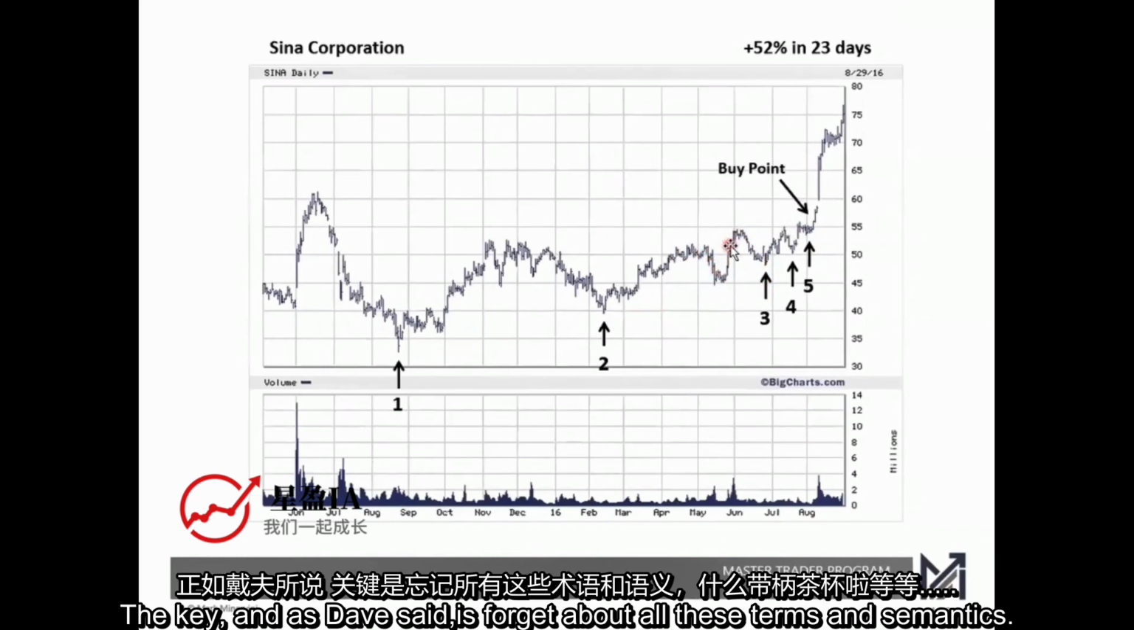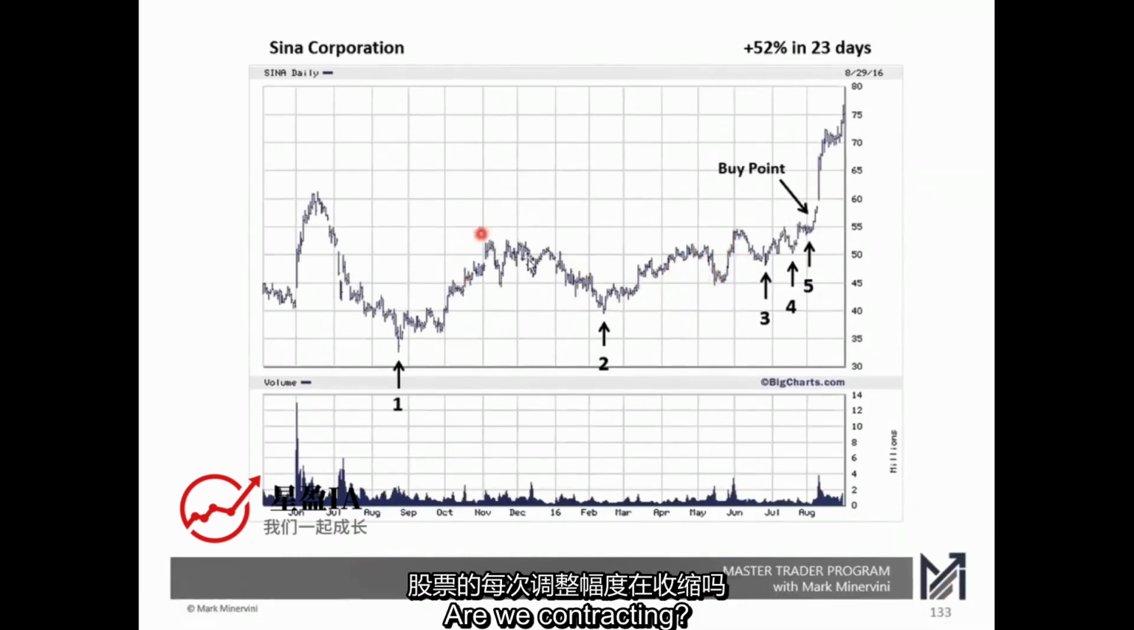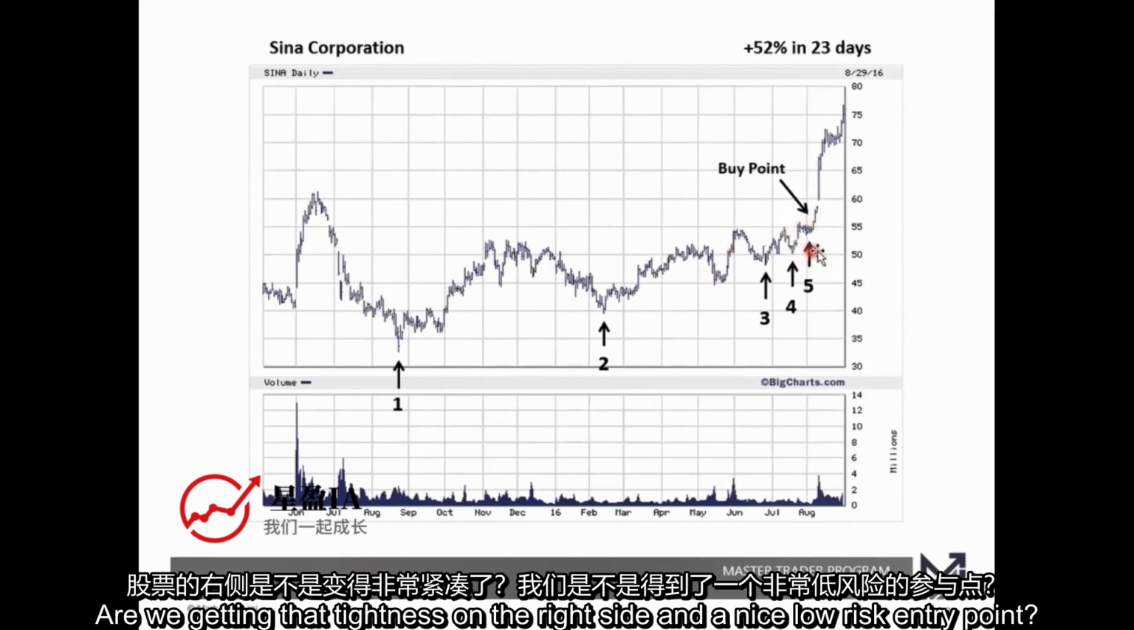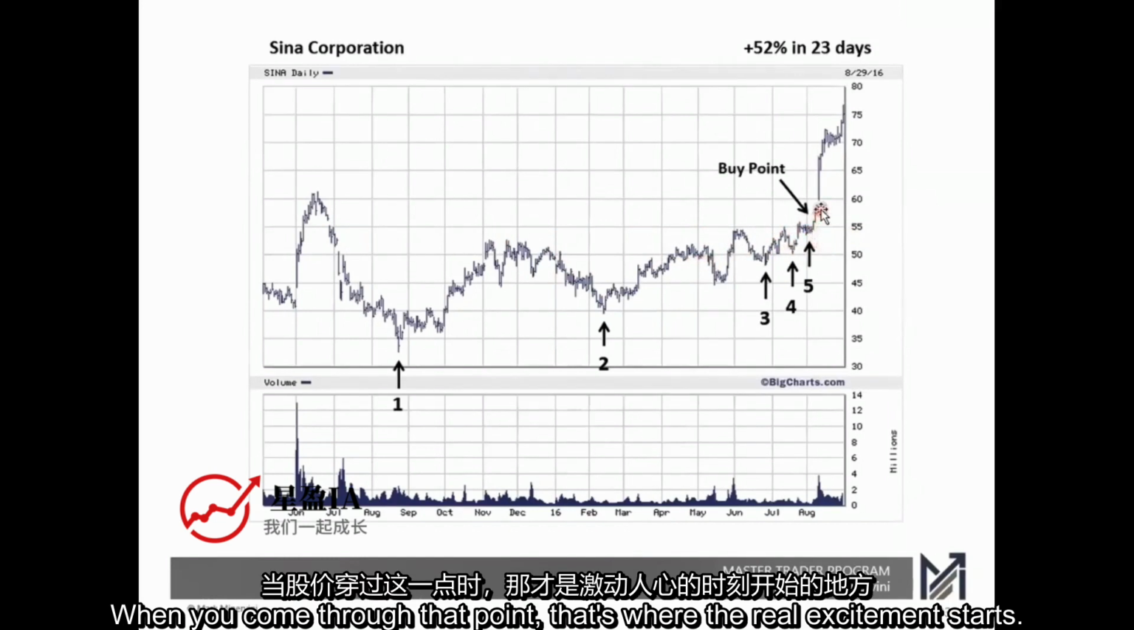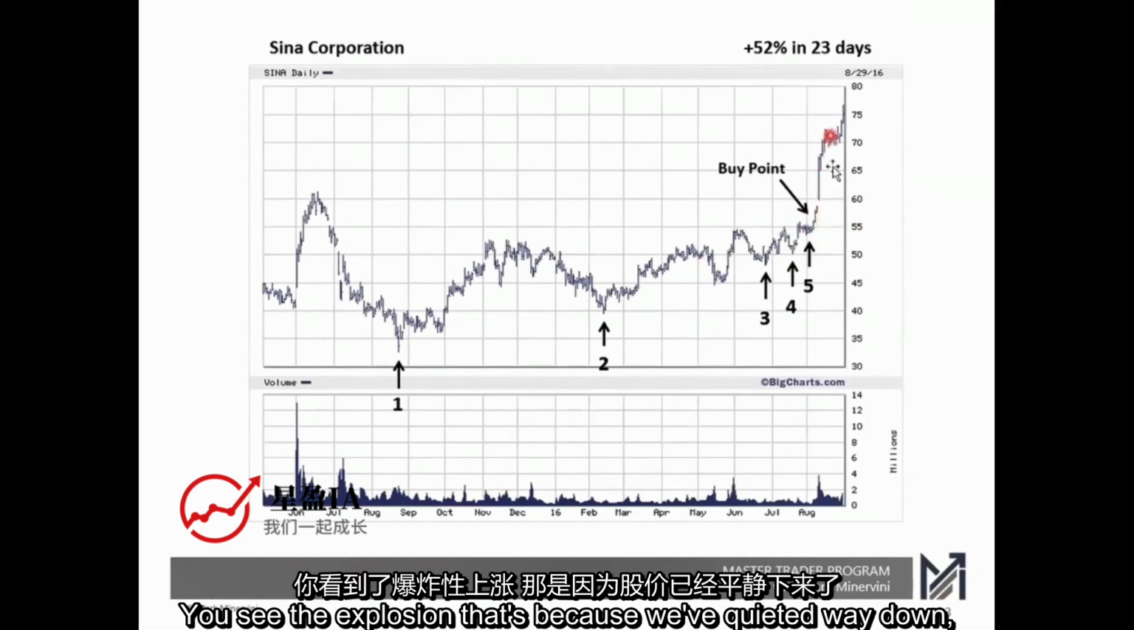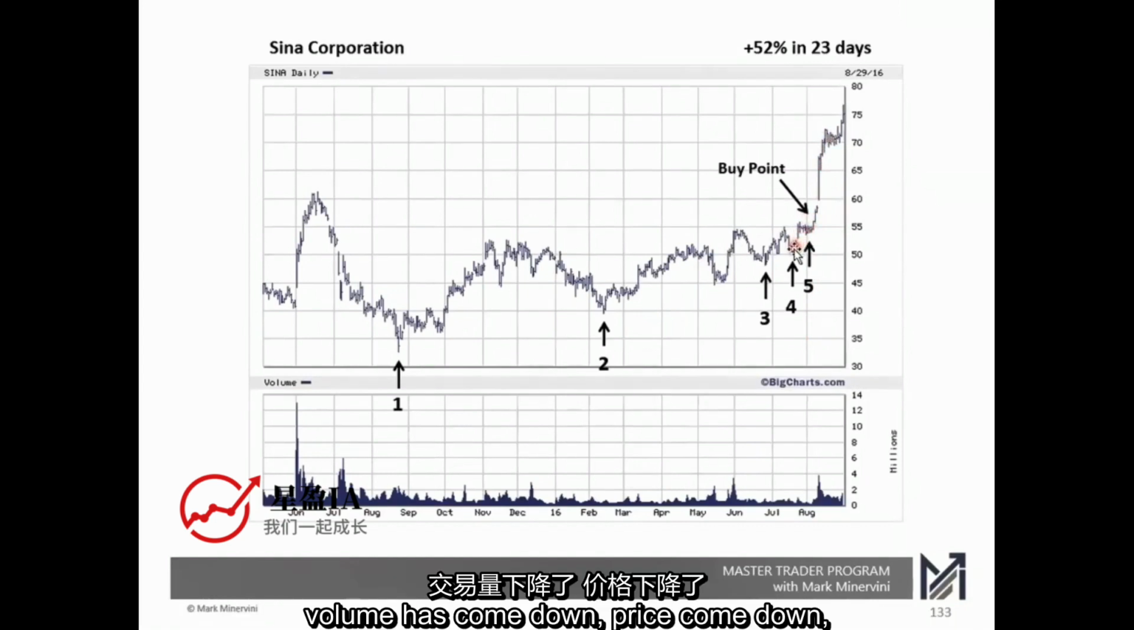The key, and as Dave said, is forget about all these terms and semantics. Are we contracting? Are we getting that tightness on the right side and a nice low risk entry point? And draw that line and just see where the majority of that price is forming. And when you come through that point, that's where the real excitement starts. And you see how this explodes here? That's because we've quieted way down and volume has come down, prices come down, supply stopped coming to market.